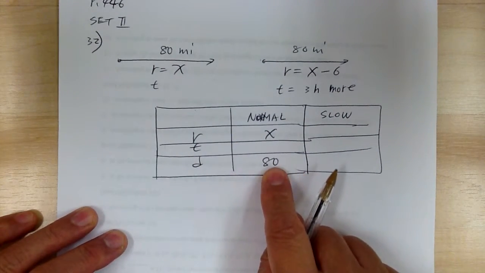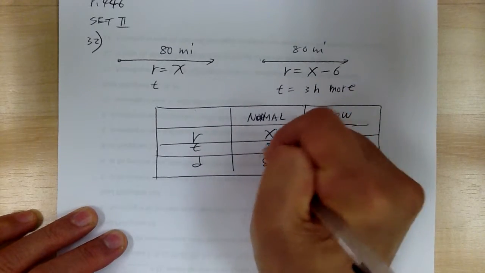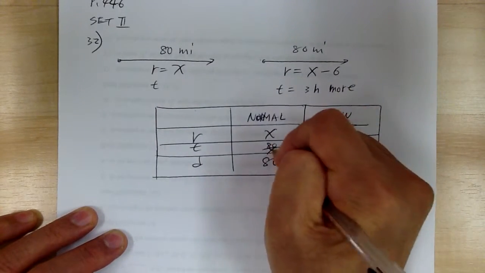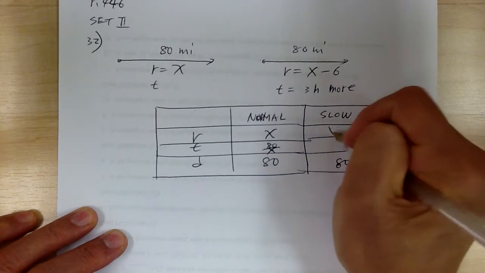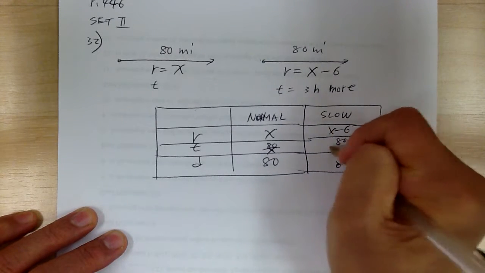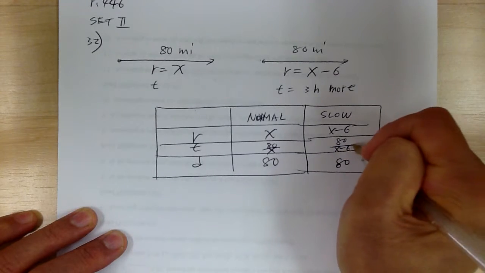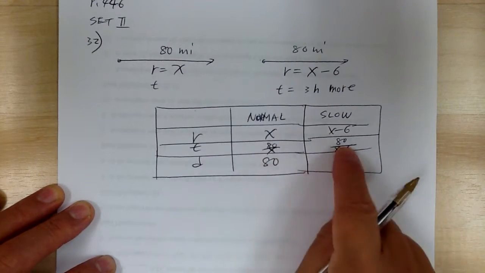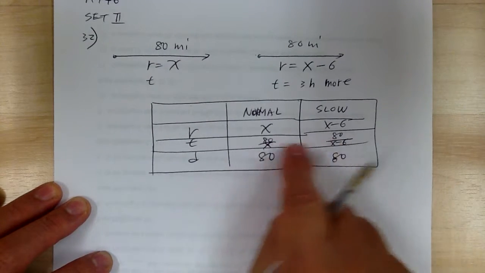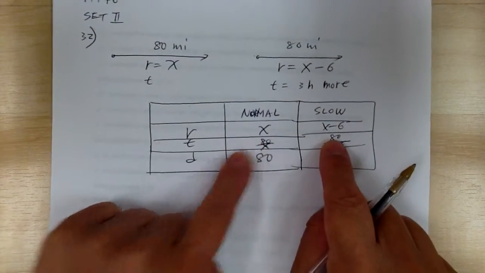So once you know this, you divide, right? So this will be 80 over x. Over here, the same thing is 80. The slower would be x minus 6, so it would be 80 over x minus 6. So now this is your last entry. So you have to use this information to write your equation. What's the relationship between that?